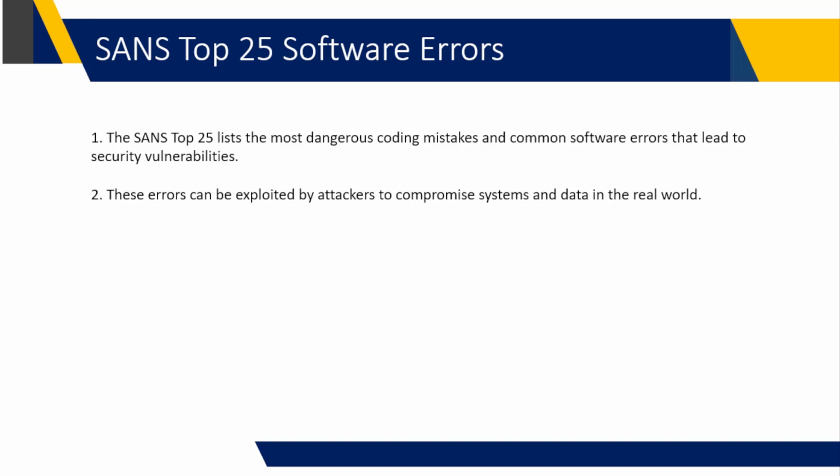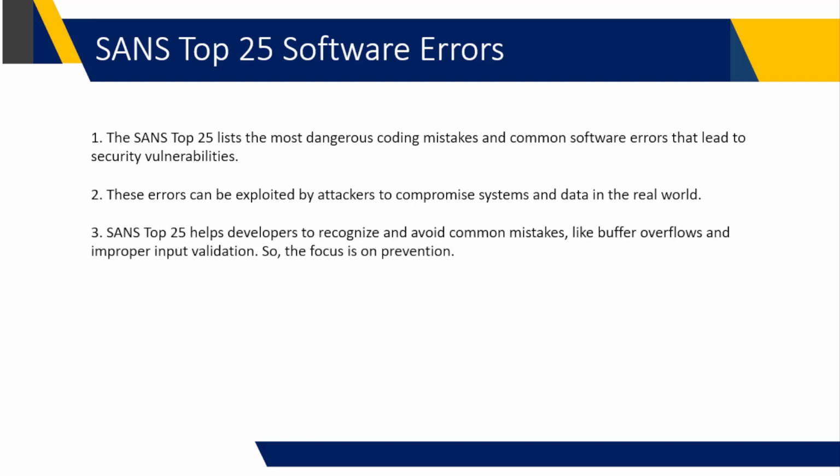So the SANS top 25 is basically a guideline to help developers recognize and avoid common mistakes. The mistakes can be things like buffer overflows and improper input data validation, and the focus is always on prevention. We'll be talking about buffer overflows and improper input validation in the next module in detail, with a little bit of hands-on. Right now we are looking at it conceptually, or theoretically, but in the next modules, we'll also do some hands-on practicals.